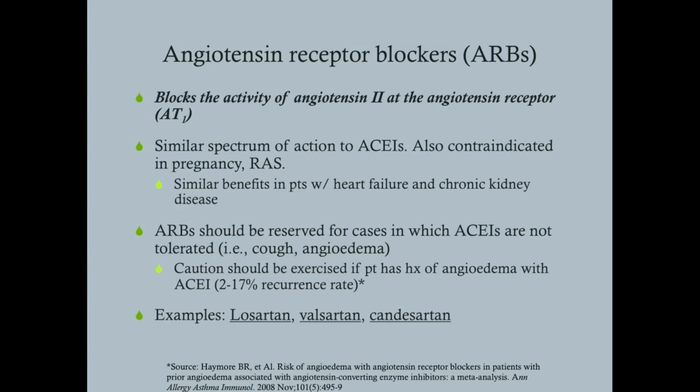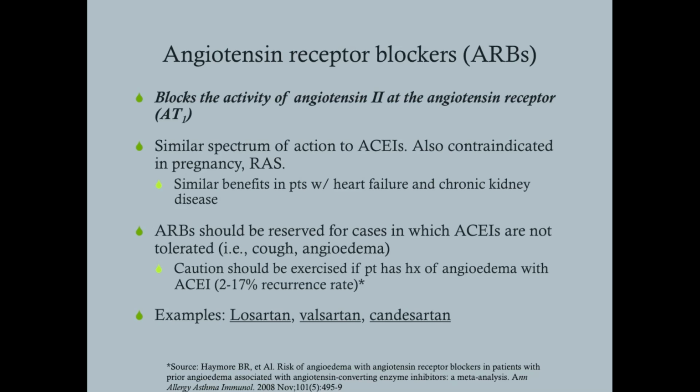So angiotensin receptor blockers. This is a different class of medications, but it works really in a similar way. However, as opposed to blocking ACE, here we're blocking angiotensin II directly. So ACE inhibitors prevented the production of angiotensin II from angiotensin I. Here we're directly blocking angiotensin II at its target site. So it has a similar spectrum of action to the ACE inhibitors, because with the ACE inhibitors we're preventing the production of angiotensin II, and here we're just blocking the activity of angiotensin II. So you can see how they're very similar. They have a similar spectrum of action because they work very similarly.